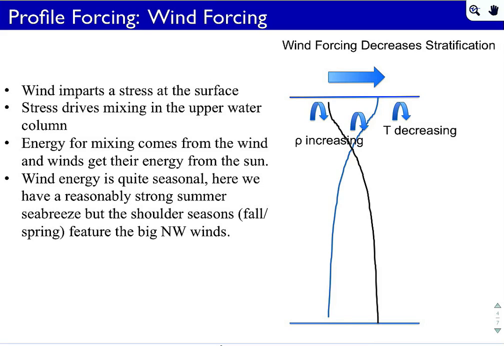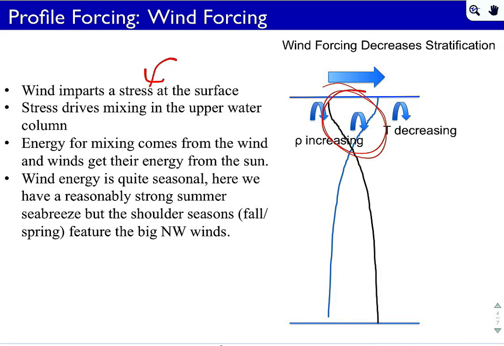What about wind forcing? Wind puts a stress at the surface, as we discussed in the previous unit. It tends to mix up the upper water column. This energy from mixing ultimately comes from the wind, but of course the wind energy comes ultimately from the sun, so we can think of this as like solar energy, but in direct sense it's from the wind. In our region it's pretty seasonal. We have strongest winds in the fall and spring. The fall we have big northwest winds. We have systems moving through in the spring, but very near the coast we also have strong winds during the summer because of our persistent sea breeze.